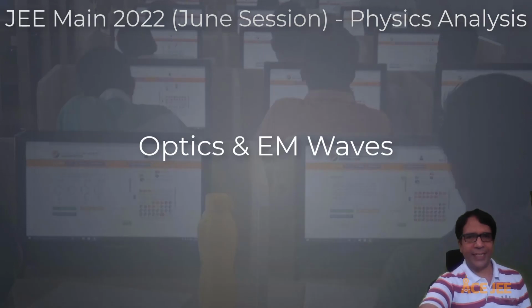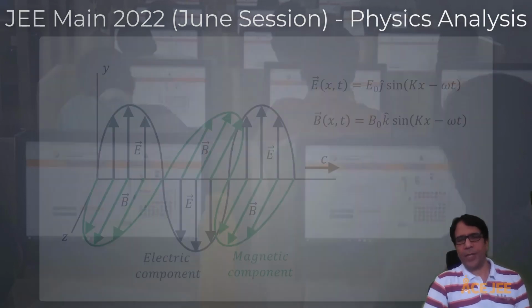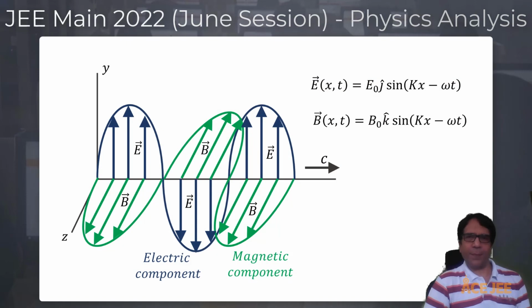Now moving on to optics and EM waves. So let me start with the EM waves. As always, focus on the basics of the EM waves, right? So what is the expression for the speed of the EM wave? What is the relation between the electric and the magnetic vector and your direction of propagation? So make sure that you revisit your fundamentals, and you should be okay there.